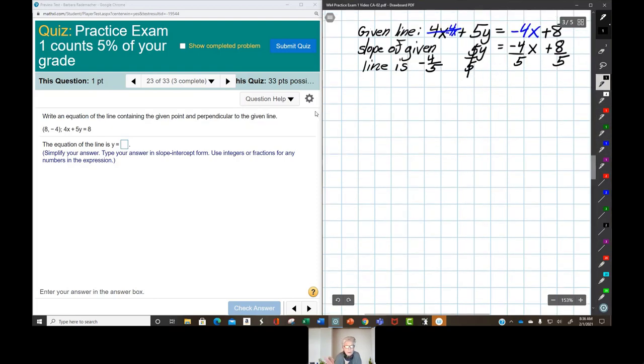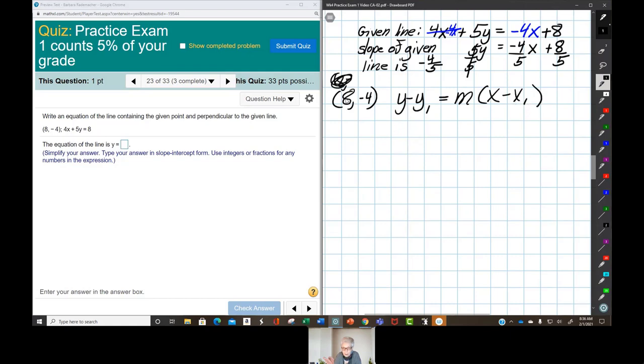Now I'm looking for a line that goes through the point (8, negative 4), and it's perpendicular to that line right there, this line. So let's see this. y minus negative 4 equals, I'll come back to the m, x minus 8. Now the slope of a line perpendicular to negative 4/5 is going to be positive 5/4.